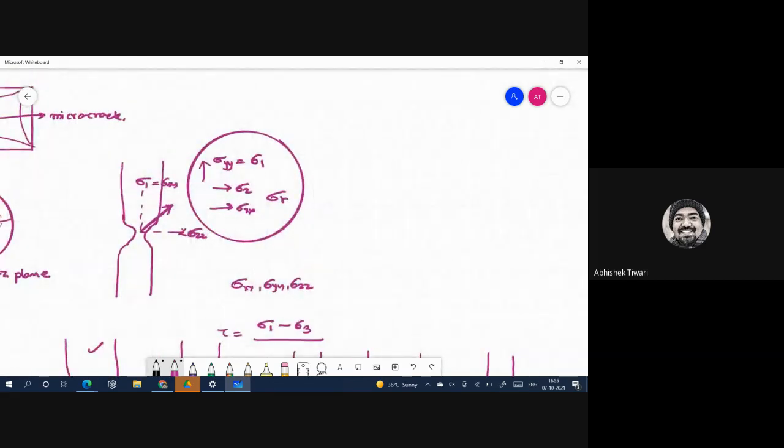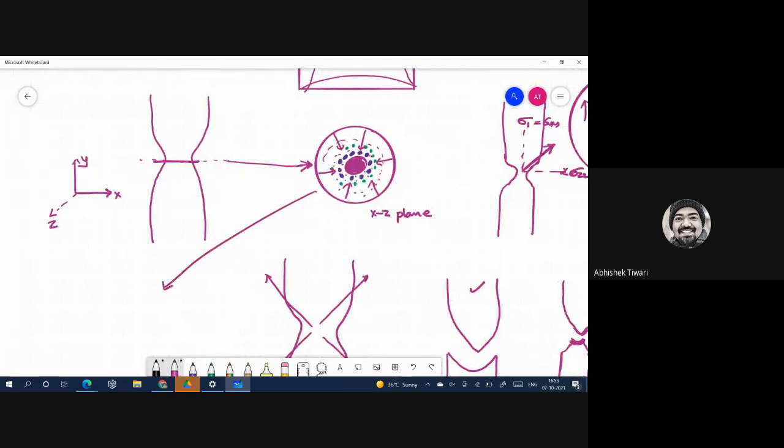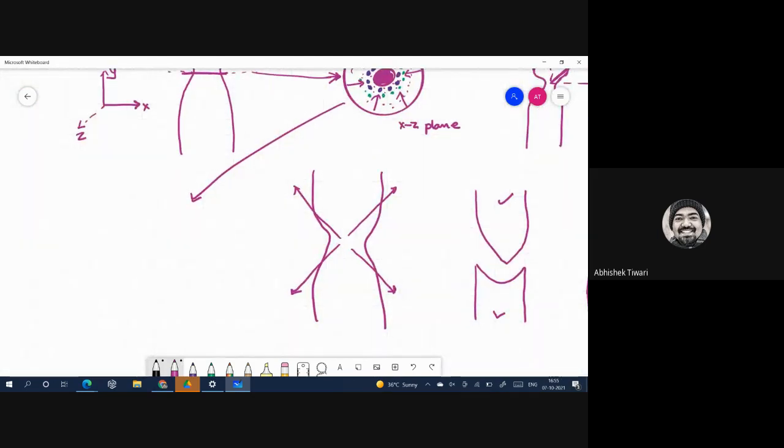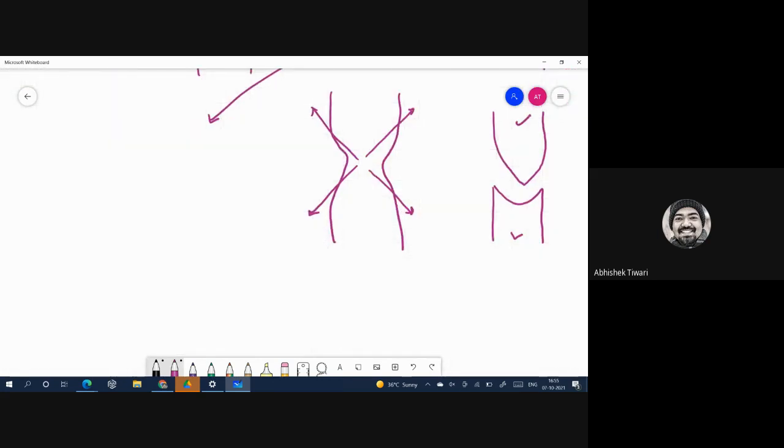So what happens is that this ductile material will be fracturing like this, and now you know what is happening inside the material. So let us look at this picture again in the XY plane. How will it look? So let me draw that. It will look like this.